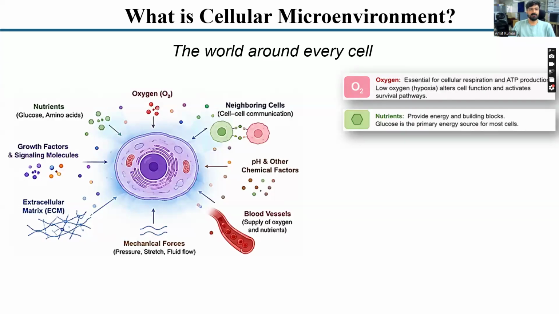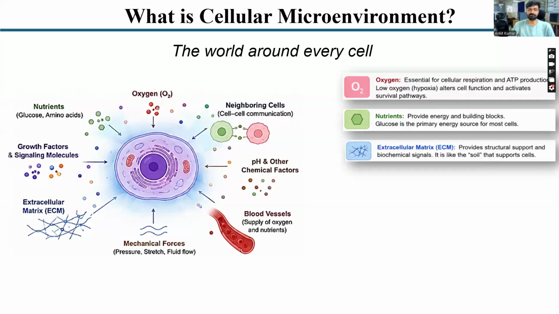Then comes another component that is also very important, that is nutrients. Nutrients basically provide energy and serve as building blocks. Let's say glucose is the primary energy source for most cells. The third one is the extracellular matrix. It is another very important component of the cellular microenvironment because it provides structural support and biochemical signaling. It is like soil for the cells. If the soil is good and provides good structural support to the roots of the tree, then the tree will grow well, something like that. This is how the extracellular matrix works.